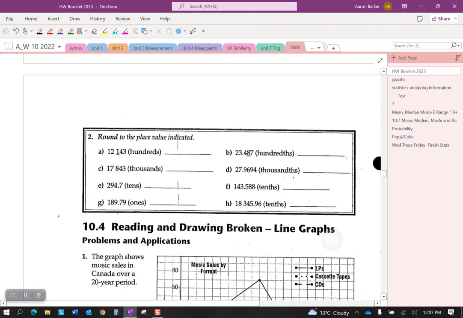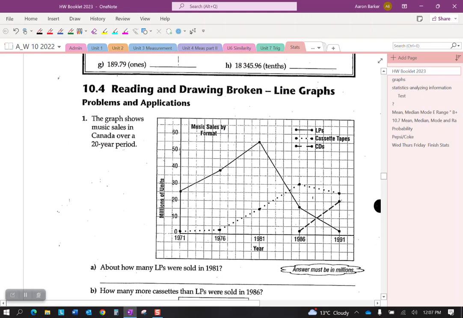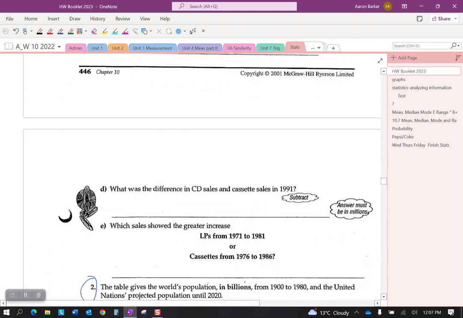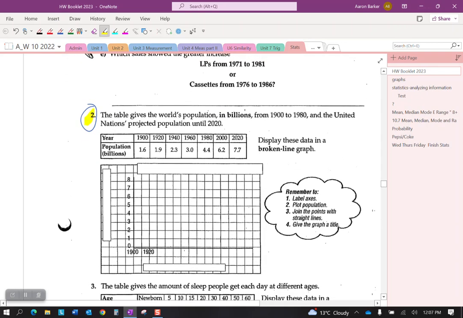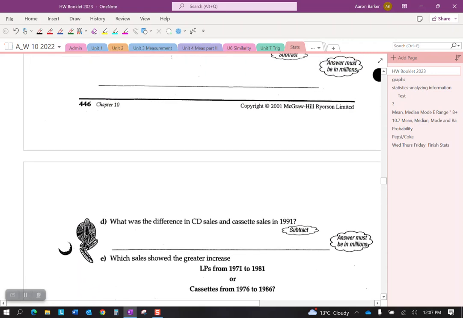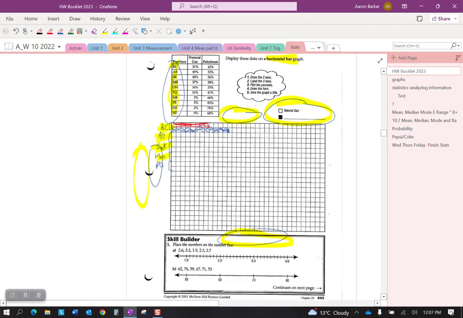Good. So then you can do your skill builder for today, reading and drawing broken line graphs. Most of you will get through that. You might get started on number 2, but I'll give instruction if you get that close. We're probably going to leave number 2 for tomorrow. Questions, comments, or concerns? Your scale is the big one for this. Make sure you do a proper scale on this one.